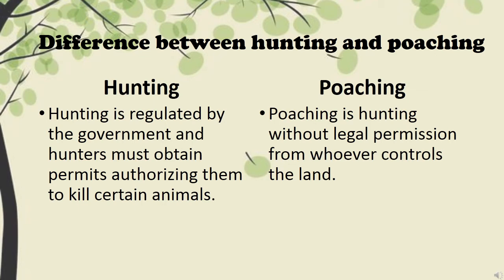Now poaching is hunting without legal permission from whoever controls the land. Means the hunters, the person, enters the jungle area, the forest area, without informing or without taking legal permission from anyone, and they just kill the animal for their selfish motive. So that is the difference between hunting and poaching.